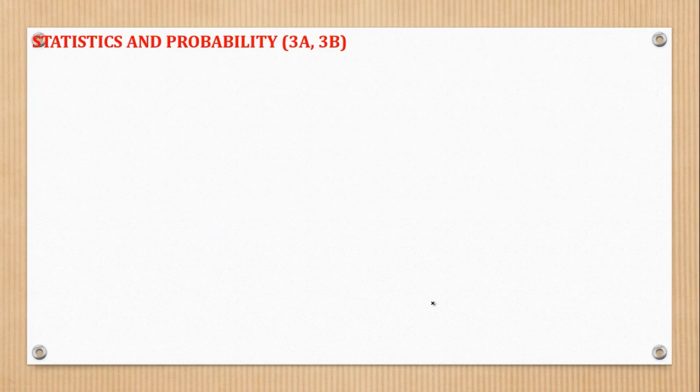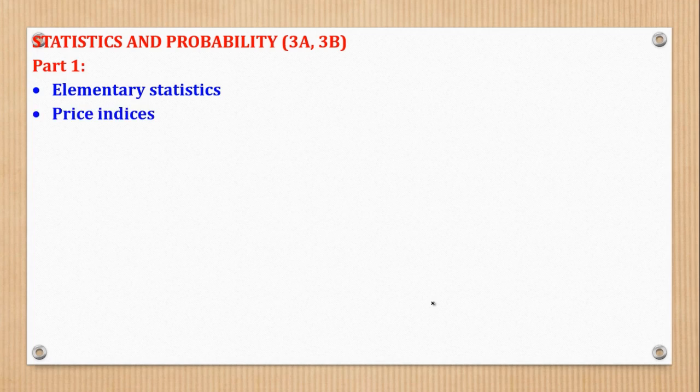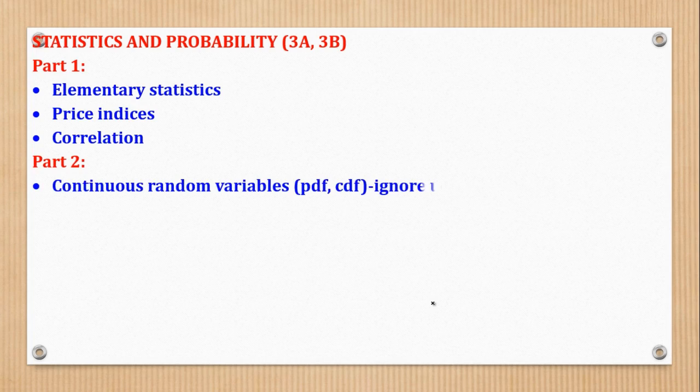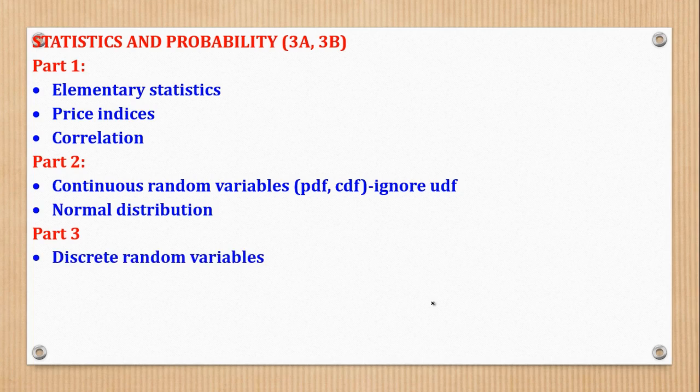Now we shall go to statistics and probability, where 3 questions come in section A and 3 in section B. So the topics can also be distributed in 2 parts. Part 1 has elementary statistics, price indices, and correlation. The question must come. Then the next part has continuous random variables. Here you ignore a uniform distribution because it was abridged, normal distribution, and the third part has discrete random variables and binomial distribution.